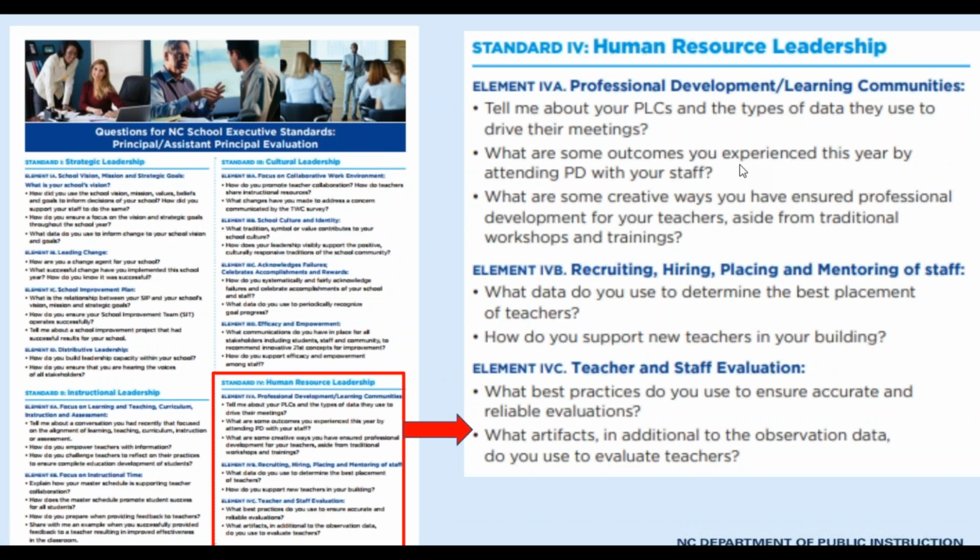To the left, you see a screenshot of the questions for North Carolina School Executive Standards resource. Human resource leadership questions are located in the red box and magnified to the right for us to see. This resource was created as a response to superintendents. They were familiar with the resource created for principals to use when coaching teachers, and they wanted one to address the standards for principal evaluation as well. This resource also helps us as administrators better understand the desired outcomes for each standard. We will examine the questions throughout the presentation today for clarity with each element.